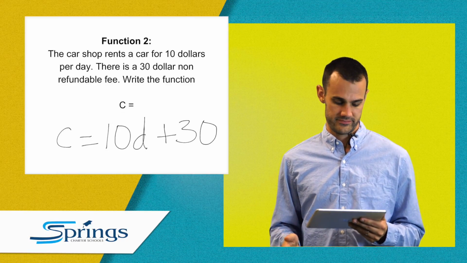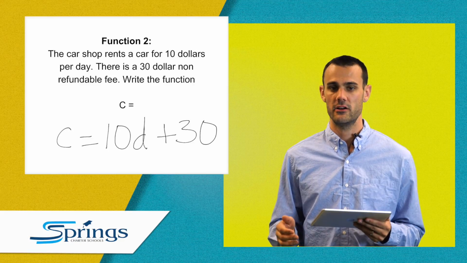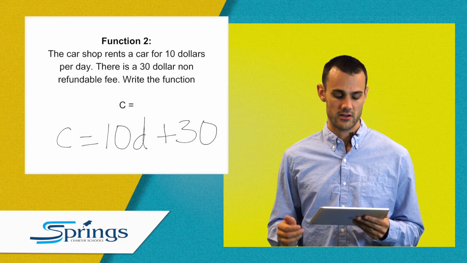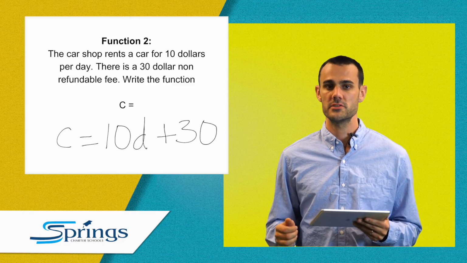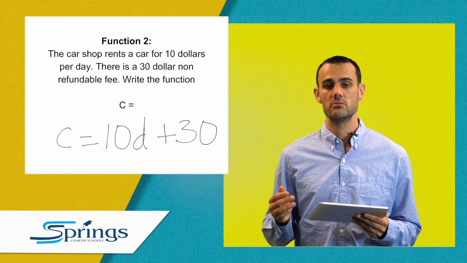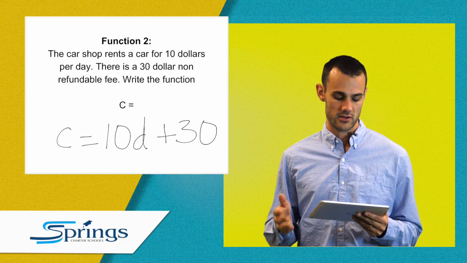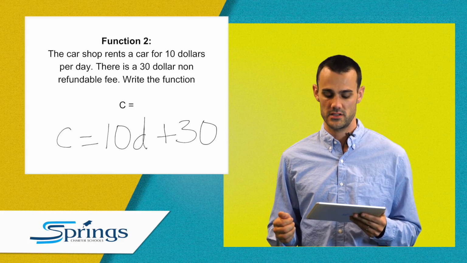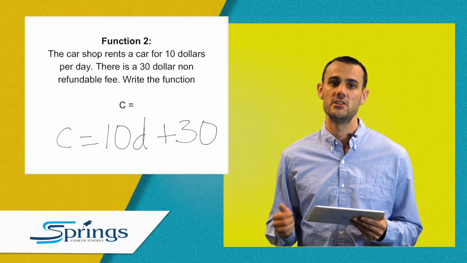Function 2 is about a car shop that rents cars for people who travel. So we have the car shop rents for $10 per day, but there's a $30 non-refundable fee. So we wrote the function here at the bottom. Car, or C, equals 10D, or $10 per day, plus that $30 that's non-refundable.